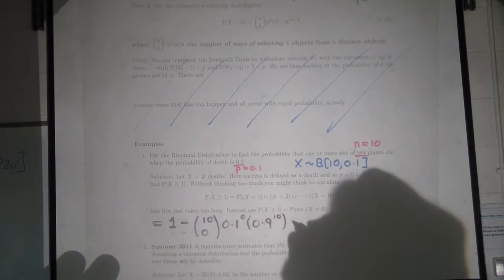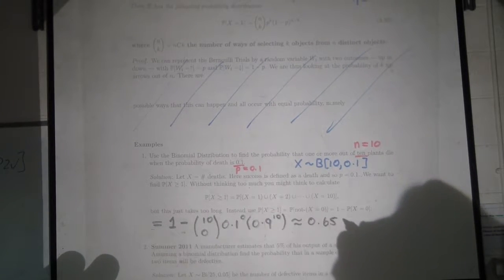So, and we're going to run with 4 significant figures, 0.6513. Now, you could have done that a slightly easier way. You could have not actually used the formula. You could have just said, well, 1 or more dying is not none of them dying. So I'll find the probability of none of them dying.